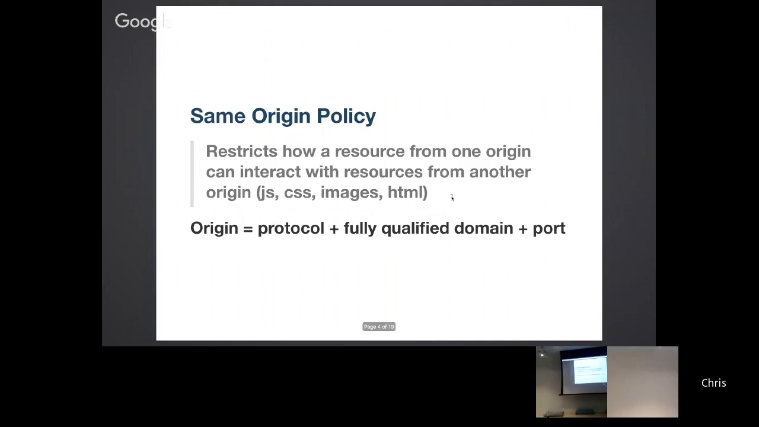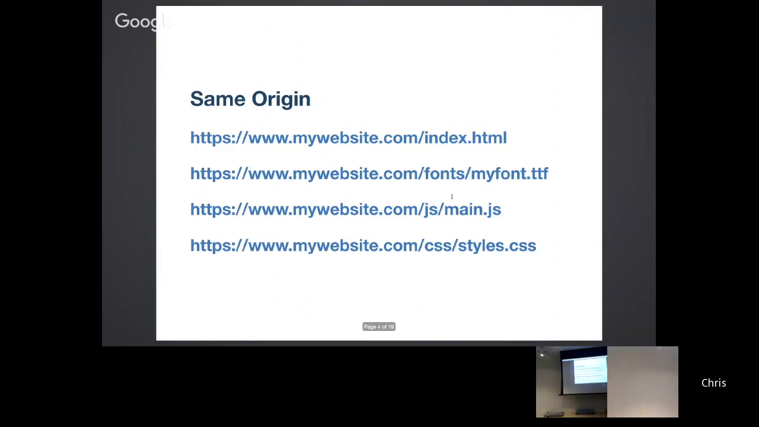So what is considered same origin? These are a bunch of resources hosted somewhere, and these have matching origins. They're all HTTPS, so the protocol is the same. The fully qualified domain name, www.mywebsite.com, is the same between all of them. And they all have the same port, which is the default port. You don't see it, but it's hidden. There's a bunch of different example resources in there, and those can all interact with each other.